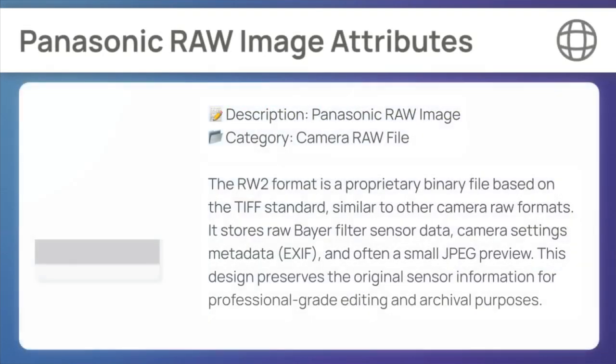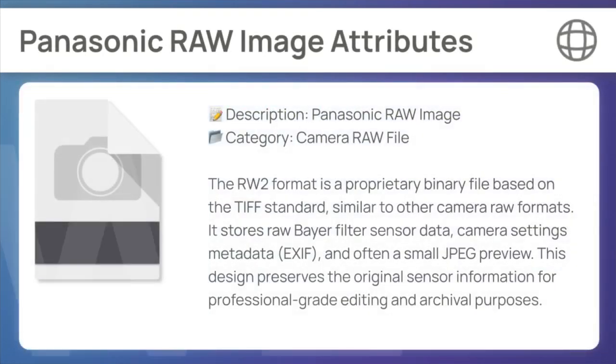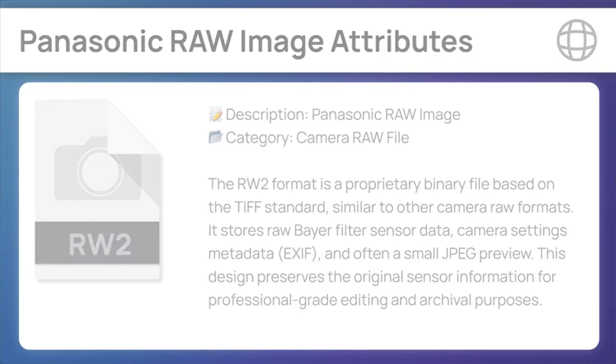The RW2 format is a proprietary binary file based on the TIFF standard, similar to other camera RAW formats. It stores raw Bayer filter sensor data, camera settings metadata, EXIF, and often a small JPEG preview. This design preserves the original sensor information for professional-grade editing and archival purposes.